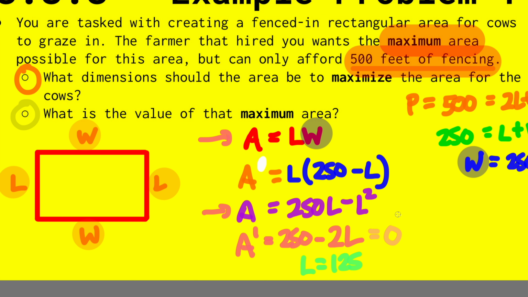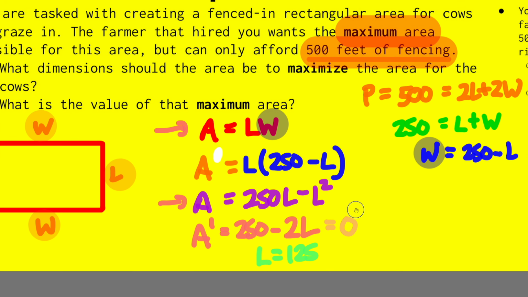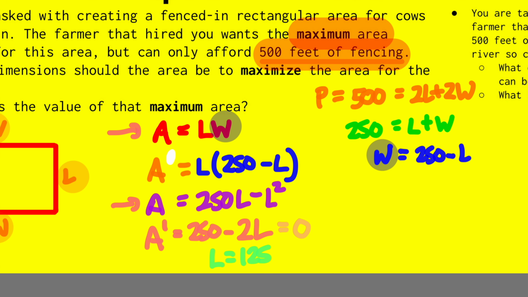Okay, but you need to actually test the interval to make sure this is a maximum. What if this 125 is really a minimum? You have to make sure, you have to test out the intervals to make sure. So that's what we're going to do. We're going to draw a critical number line. I'm going to put 125 on it.